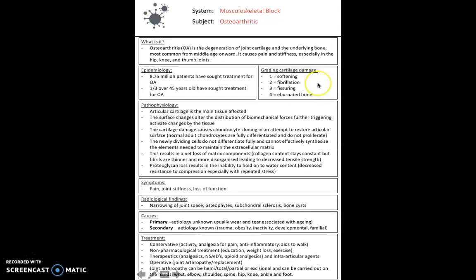We can grade the cartilage damage from 1 to 4, from softening, fibrillation, fissuring and eburnated bone. And there's an analogy that compares this to a road, which is useful if you look that up as well. So the epidemiology of osteoarthritis: 8.75 million people have already sought treatment for it, and a third of over 45-year-olds have sought treatment for osteoarthritis as well.